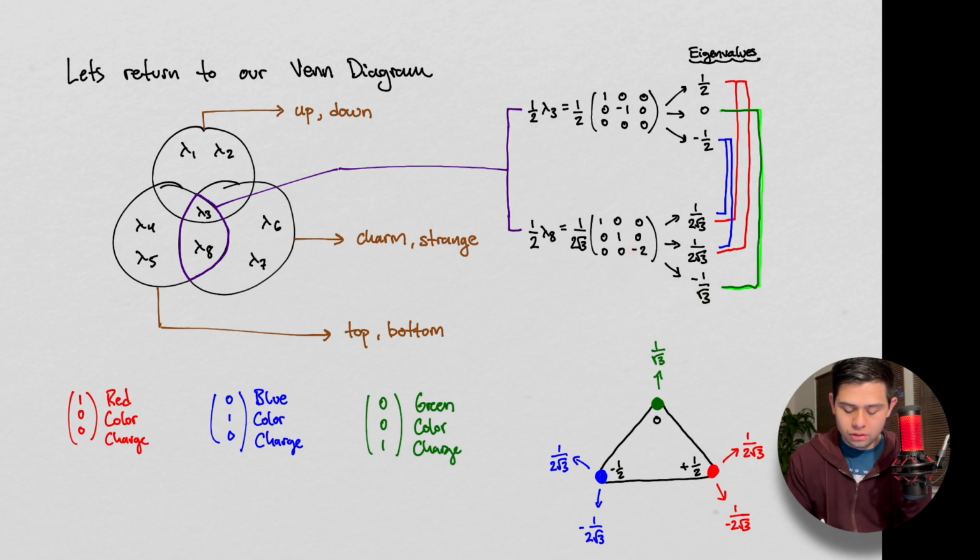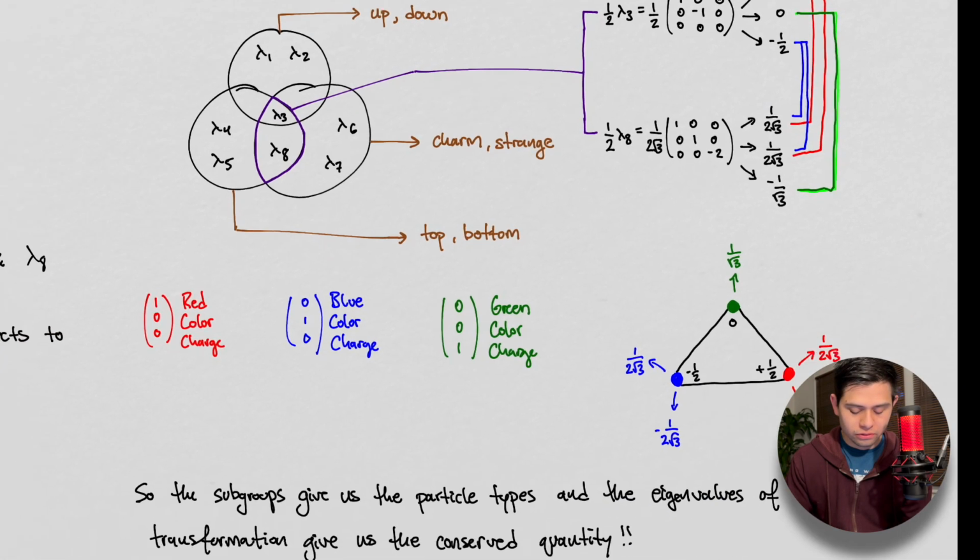And so anything that starts with a 1/2 is going to be considered red color charge. Anything with a -1/2 is going to be called having a blue color charge. And anything that has that 0 is going to be something that's considered a green color charge.